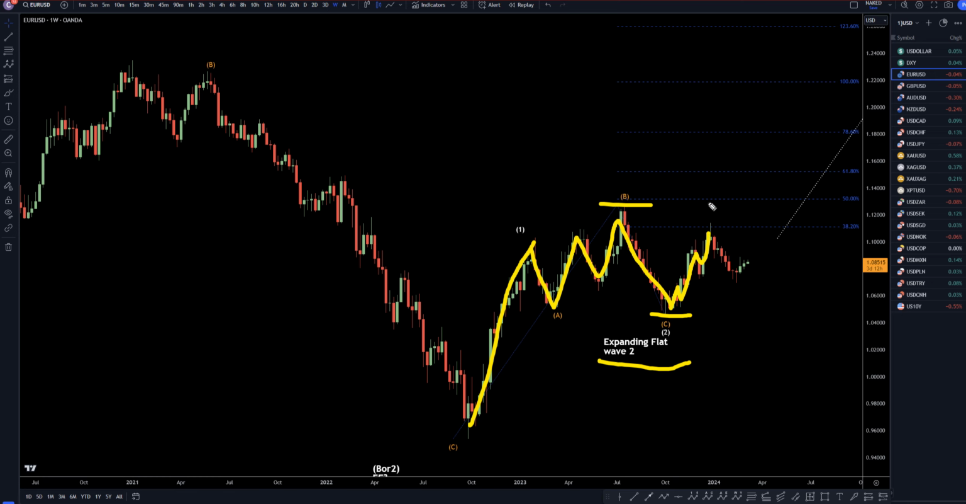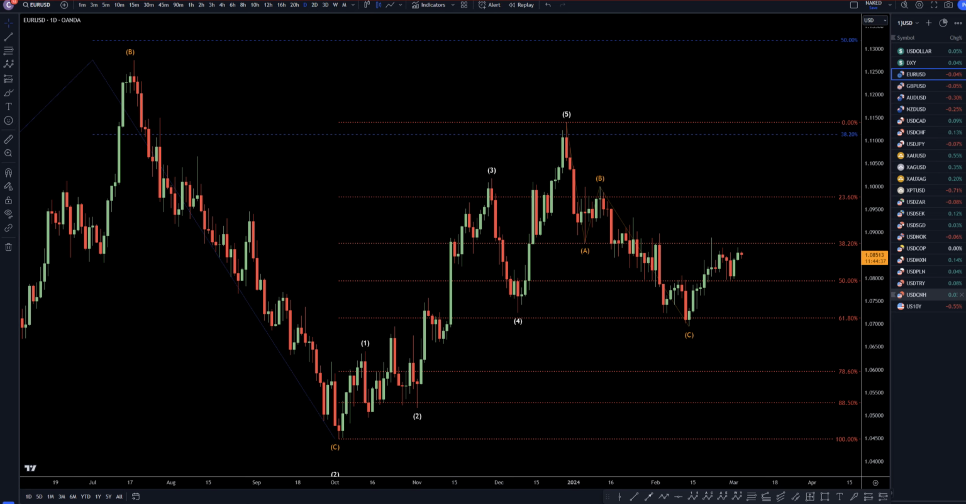I think there's a very good likelihood this move up is a wave 1. I still am hoping that this move down is a wave 2. And I still think there's a very good likelihood that this is going to go up and make a wave 3, 4, and 5, like I was showing on the monthly time frame. Heading down to the 1 day time frame.